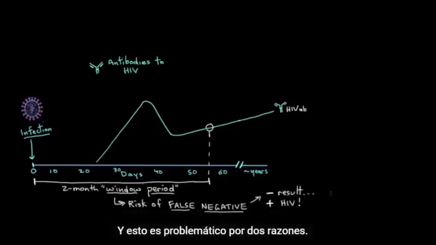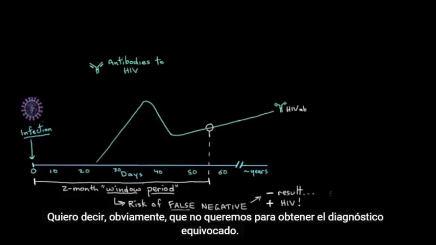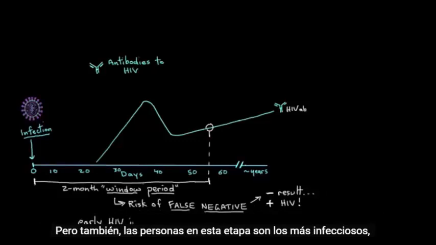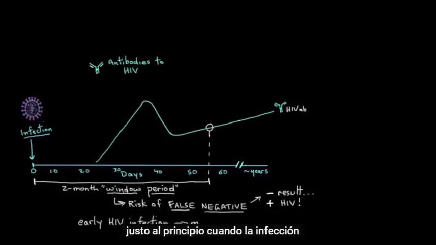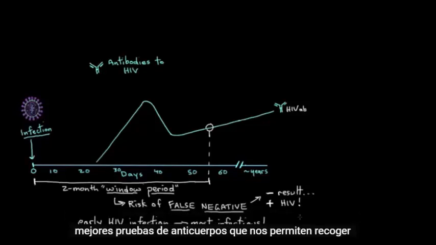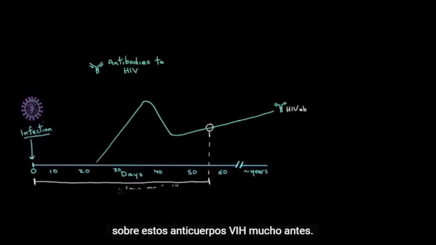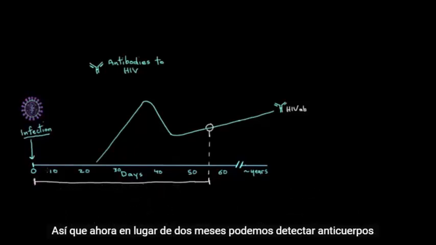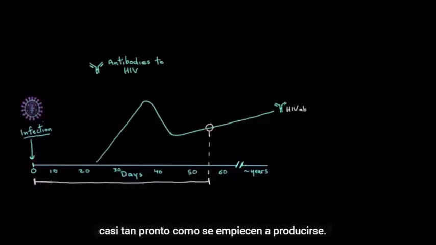And this is problematic for 2 reasons. I mean, obviously we don't want to get the diagnosis wrong, but also people in this stage are the most infectious, right at the beginning when the infection is just sort of established. But luckily these days we've got better lab technology, better antibody tests that let us pick up on these HIV antibodies a lot sooner. So now instead of 2 months, we can detect antibodies almost as soon as they start being produced.